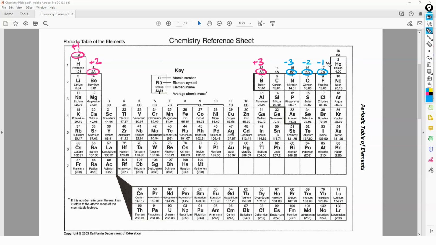So essentially what's going to happen in ionic compounds, or in ionic bonding, is we're going to have something from the cation side, something with a positive charge, bond with something with a negative charge. Okay, and then when we say that they're neutral, the amount of positive and the amount of negative should cancel out, and you'll end up with a neutral compound.